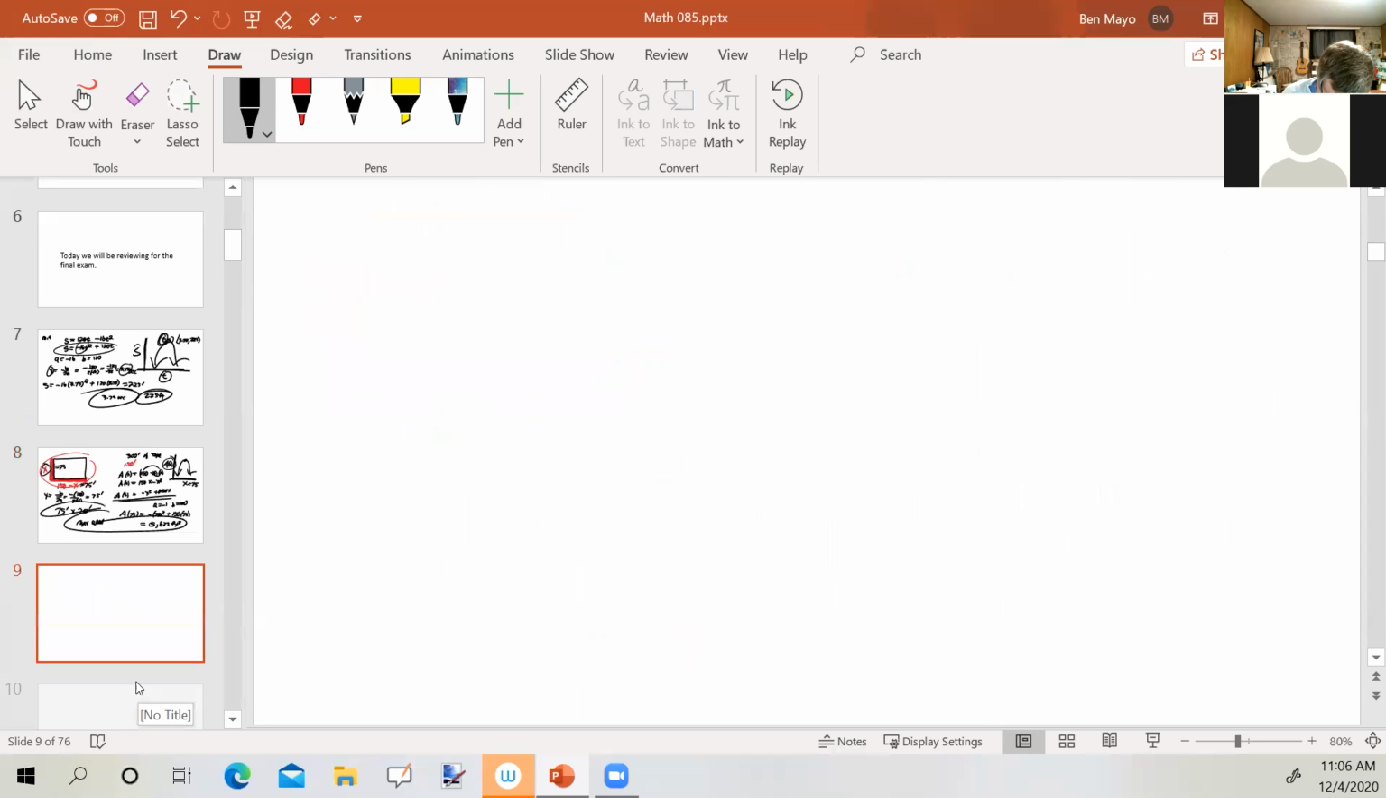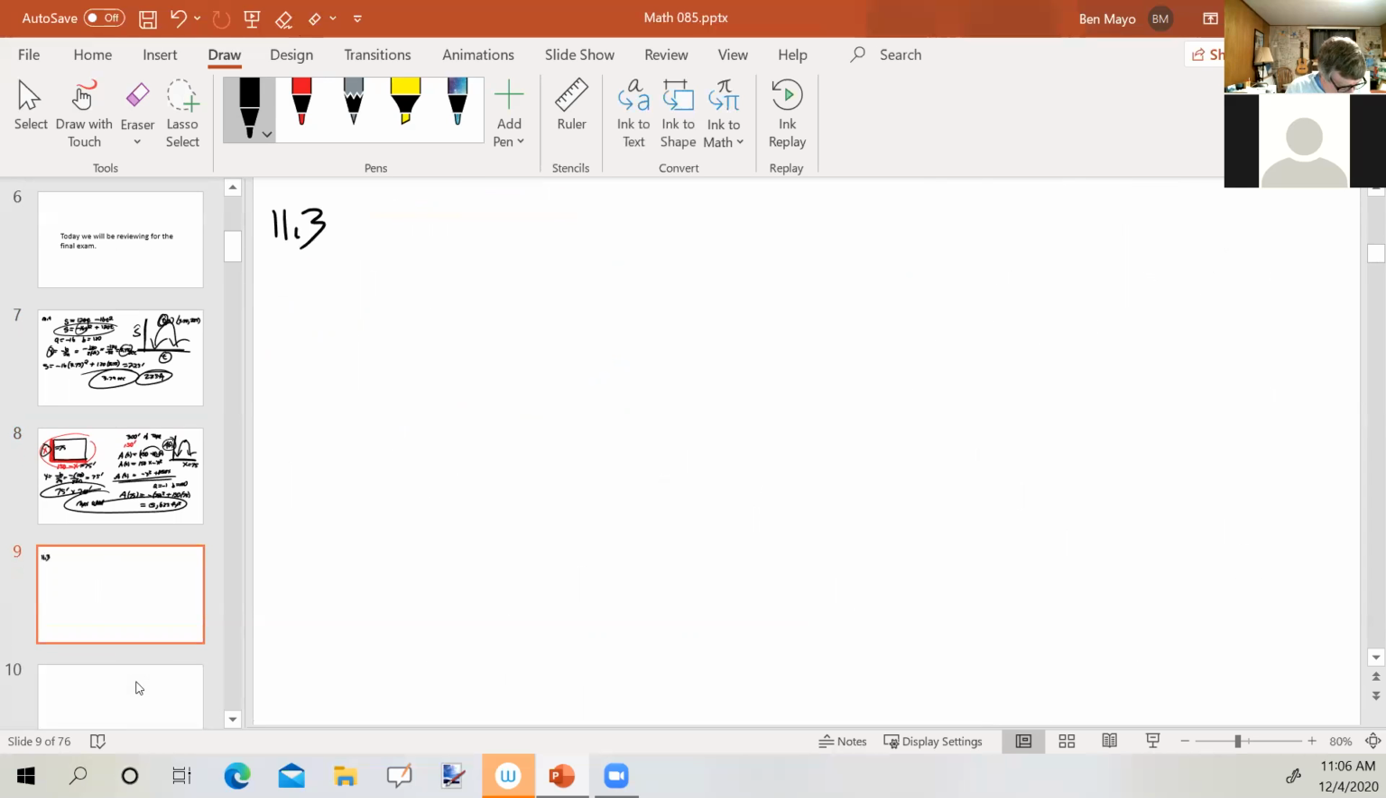Let's see here. So this is 11.3. And I want to review a formula that we had, A equals P times 1 plus R over K to the KT power, where P is the principal or the original investment, R is the annual interest rate, T is the time in years, K is the frequency that the interest is compounded. So if it's once a year, K is 1. Semi-annually, twice a year, K is 2. Quarterly, K is 4. Monthly, K is 12, et cetera, et cetera.